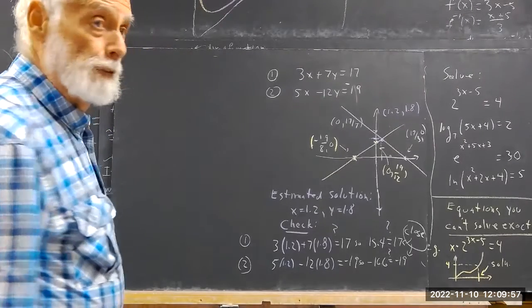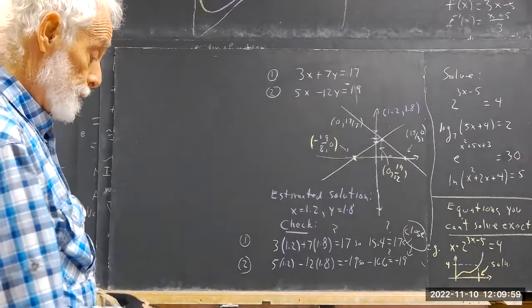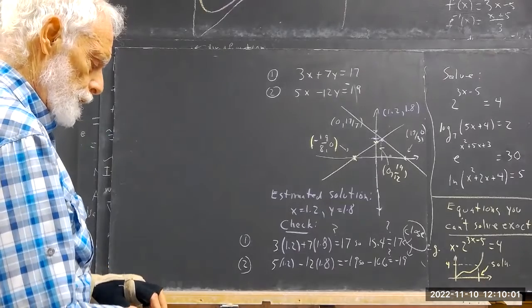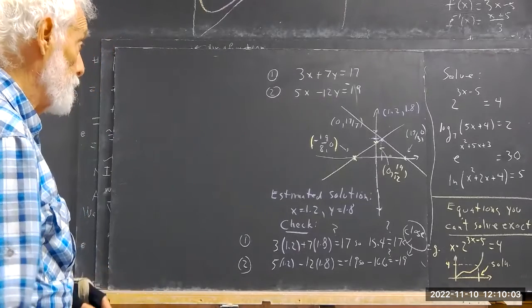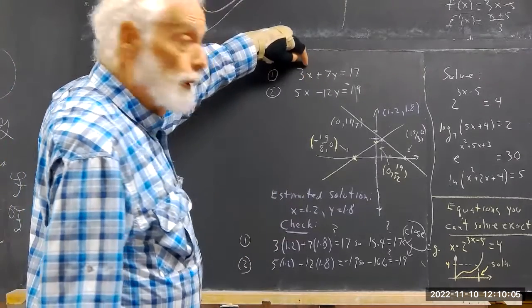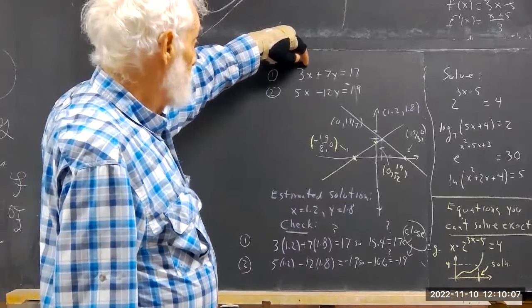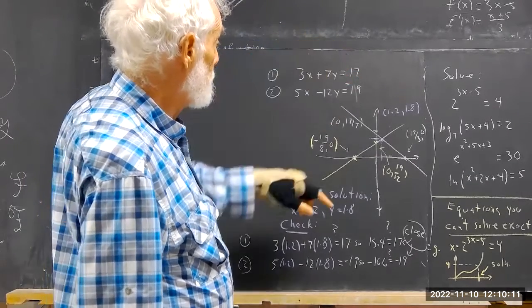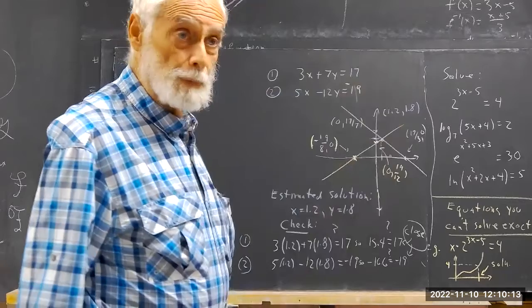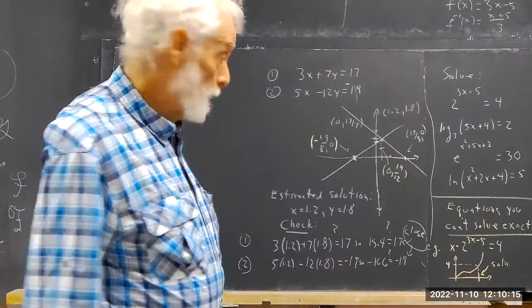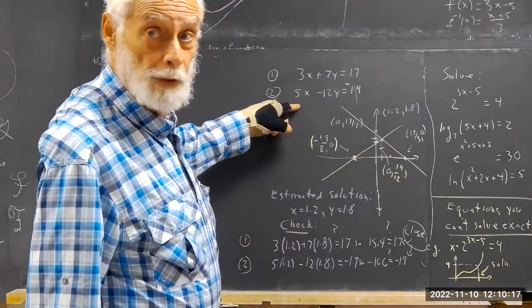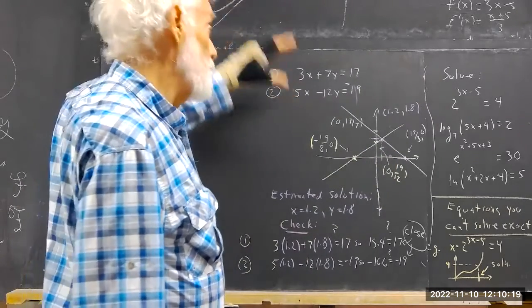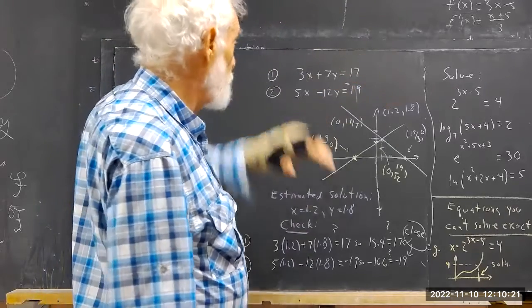Well, there are 2 ways to find the exact solution, and you should be familiar with this from algebra 2. You could solve this equation for x. You would get 17 minus 7y all divided by 3. You just subtract 7y on both sides and divide by 3, and then plug it in for x here.